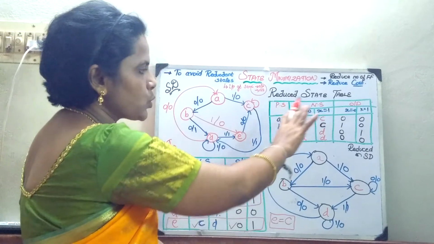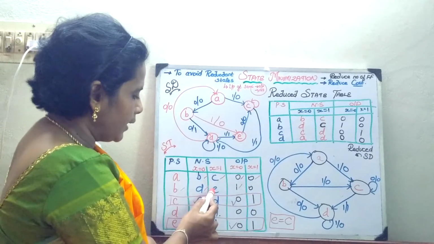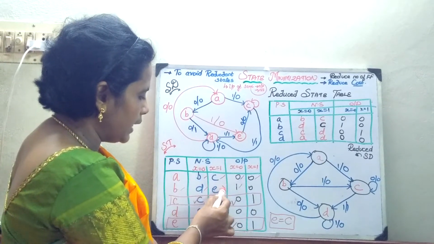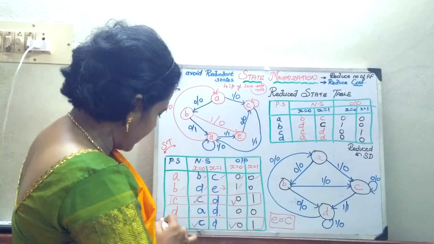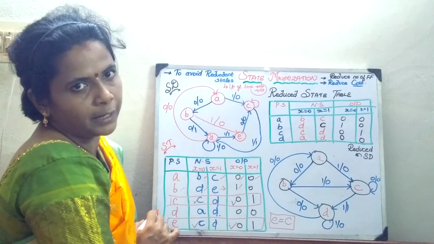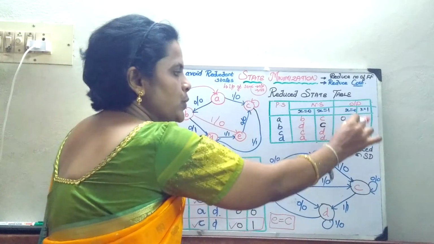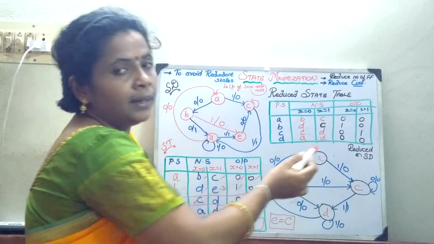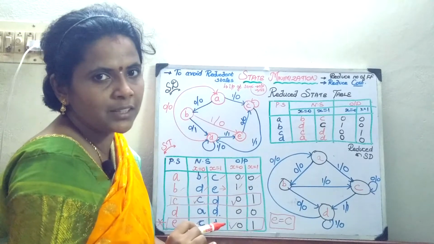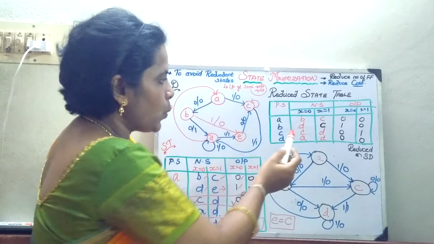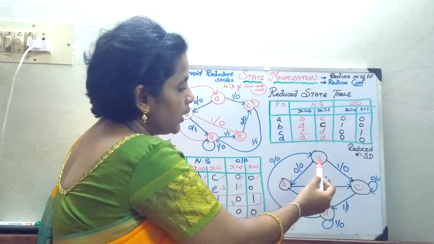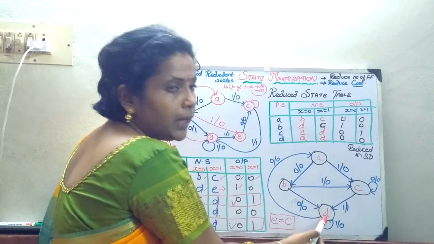The same table is copied here, and here you have a state called E. So this E state has been replaced by C, and the last state has been discarded. Now for this reduced state table, you draw the diagram again. Now how many states you have? You can see that one state gets reduced. So what are the possible combinations? A, B, C and D.